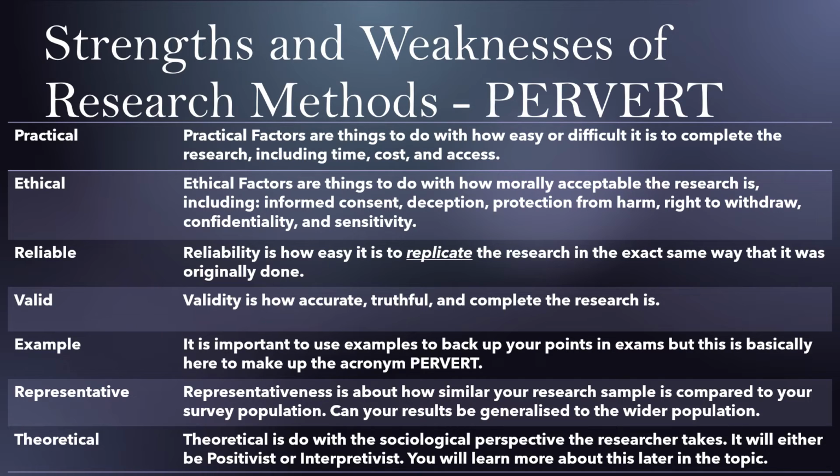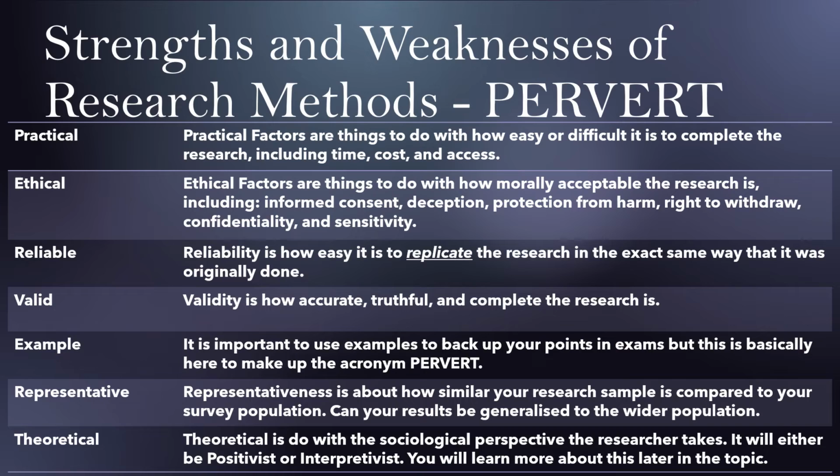And that's things basically to do with how easy or difficult it is to actually physically do the method, do the research. The big three that you're talking about here are how long it takes, how much money it costs, and how easy it is to gain access to the people that you're trying to research. So if it takes a long time, if it's really expensive, if it's really difficult to gain access to the people that you want to research, then it's practically quite a weak method. Some methods are very quick, very cheap, and very easy to gain access to the people you want. Therefore, practically, they're a strong method.